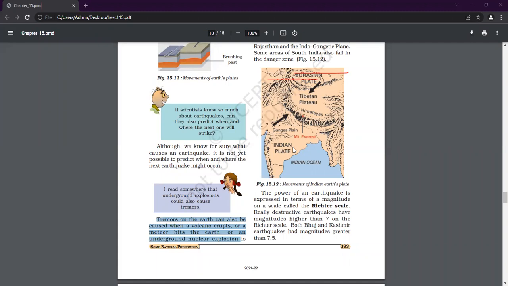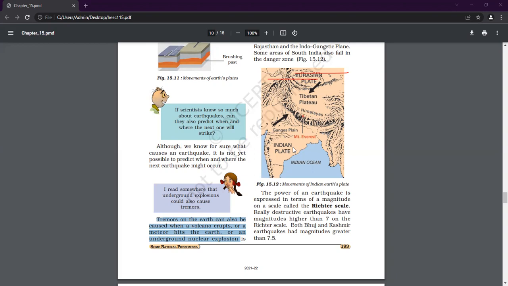Other reasons may be the volcanic eruption. अगर बहुत ज्यादा वॉल्केनिक इरप्शन बहुत ज्यादा ह्यूज अमाउंट में होगा तो क्या होगा, अर्थ की टेक्टोनिक प्लेट्स विल स्टार्ट मूविंग, दैट विल रिजल्ट इन द अर्थक्वेक. सिमिलरली अगर कोई मीटियोर, मीटियोर क्या होता है, big rocky residues which are moving in the solar system, which are moving in the space. When they enter the earth atmosphere, they strike on the earth surface.